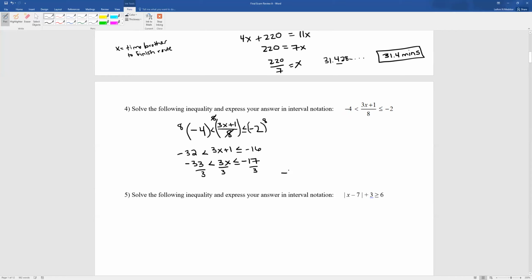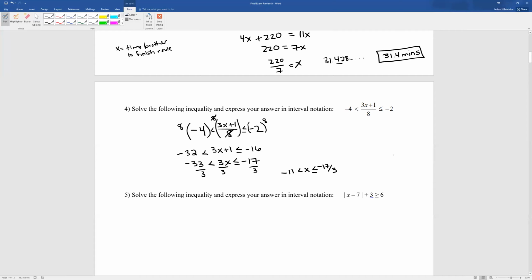So it looks like I'm getting negative 11 less than x less than or equal to negative 17 over 3. And we do not want to turn that into a decimal. They did not ask us to. You only turn things into decimals if you have directions to do so. So this is what we call the inequality answer. We want the interval notation.